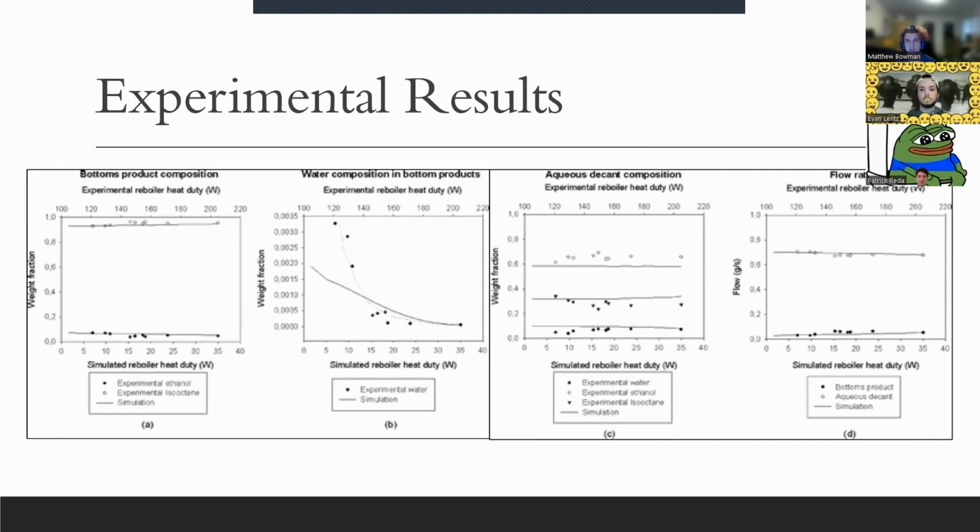For the aqueous decant composition, when changing the reboiler heat duty, it does not change the weight fraction very much. It is mostly ethanol, then isooctane, then water. And then for the flow rates, the flow rate of the aqueous decant is much greater than the flow rate of the bottoms product, and they do not vary much with the change in the reboiler heat duty.